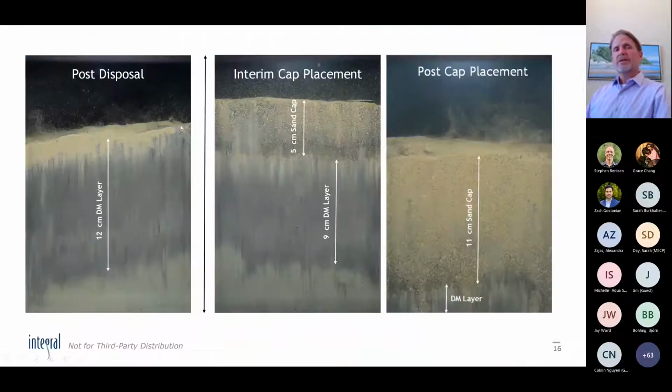Here's what the images looked like. After the dredge material was disposed out in the tidal strait, you can see that dredge material layer of about 12 centimeters deep, and you can already see an oxic layer that's formed at the surface. During the cap placement, here's an interim cap placement figure where we have 5 centimeters of that sand cap on top of the dredge material layer. Eventually, post-cap placement, we can see 11 centimeters over that sand cap as well. They used this at Douglas Harbor as a quick verification tool of not only the depth of sand cap placement, but also the extent.